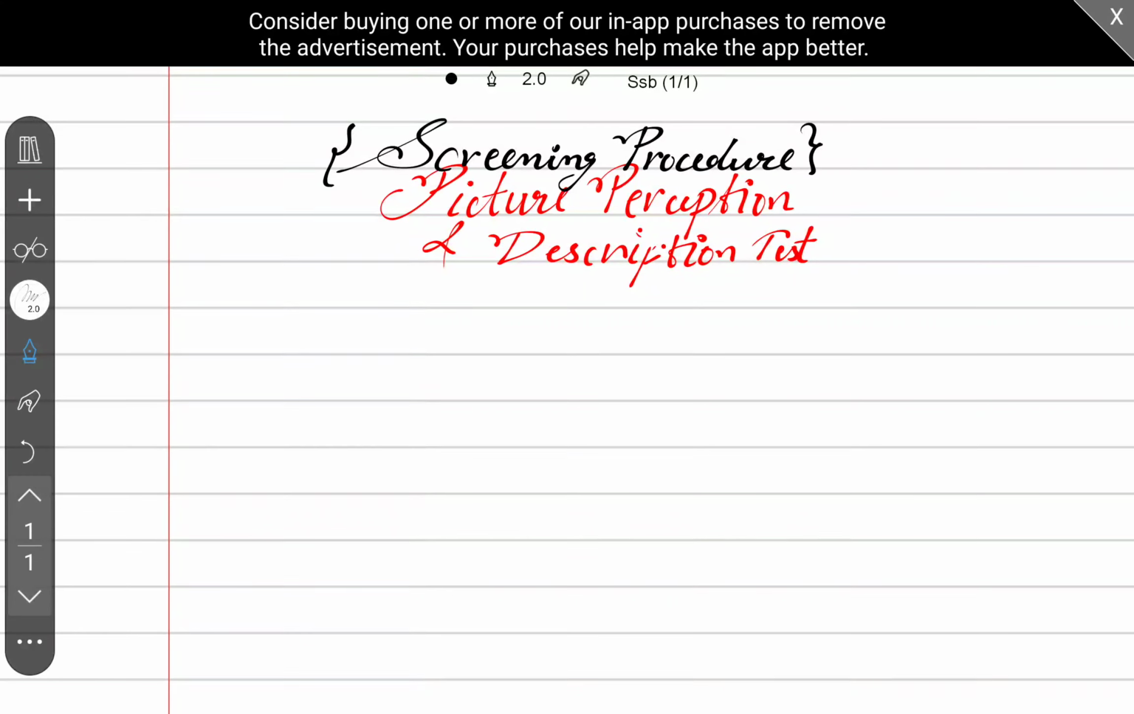So good morning friends. Today we will talk about the screening procedure. Basically, in the screening procedure there is a two-way test. Generally it varies from board to board. But talking particularly about a single board, the board that I've gone through, that is Mysore.